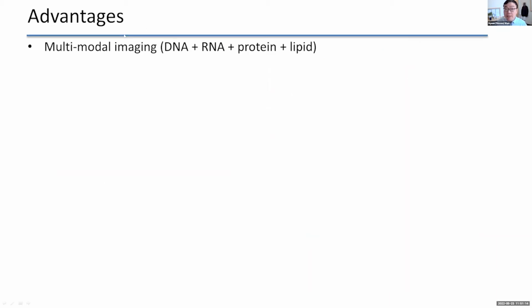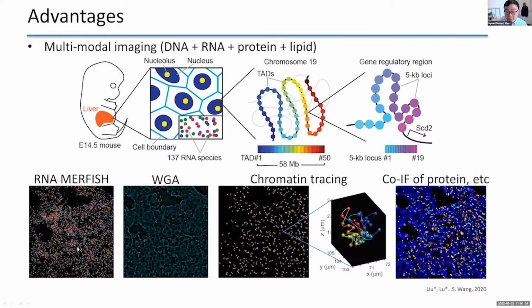And another advantage of multiplex FISH is the ease to combine with other modes of imaging. For example, in this work, we performed RNA MERFISH together with highly multiplexed DNA FISH technology called chromatin tracing, that we can use to trace the spatial folding of chromatin, and also imaging of protein with co-immunofluorescence, and also this WGA staining that labels the cell membrane, because WGA can bind to particular glycolipids and glycoproteins on the cell membrane. So you can see that DNA, RNA, protein, lipid, they can all be imaged together in the same single cells. And this multimodal omics, or multi-omics, capacity is another advantage of multiplex FISH.